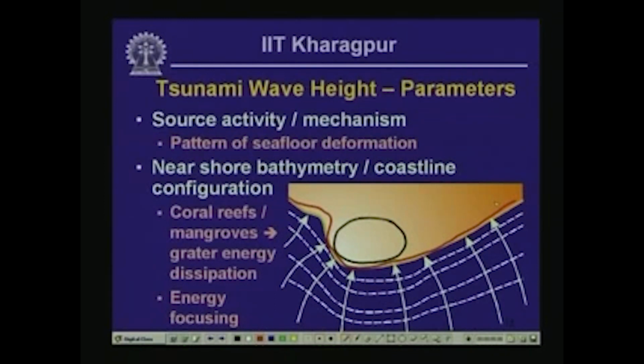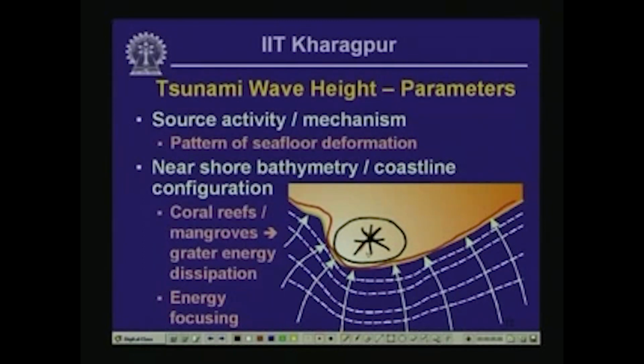Here the waves are going to bend towards the narrow portion of the coastal configuration, because the waves get slowed down in shallow water areas, and that causes the waves to refract and focus their energy towards the narrow portion that is jutting into the sea. Because of the energy focusing, the area shown here is going to be more susceptible to tsunami hazard.